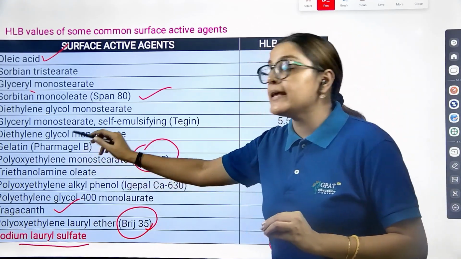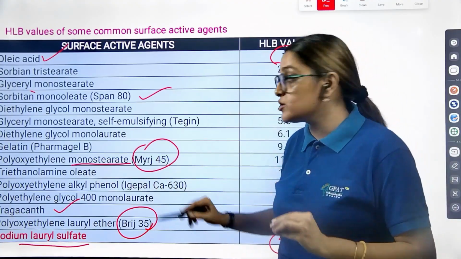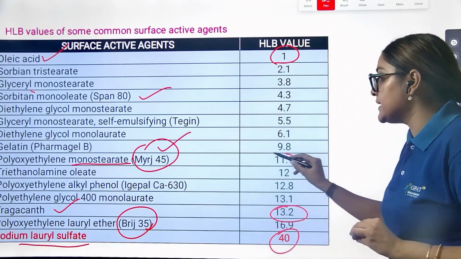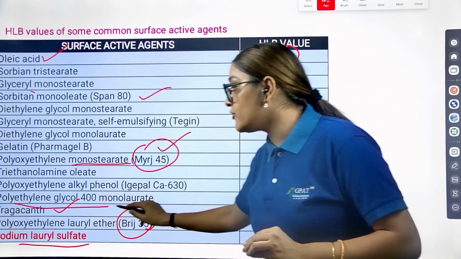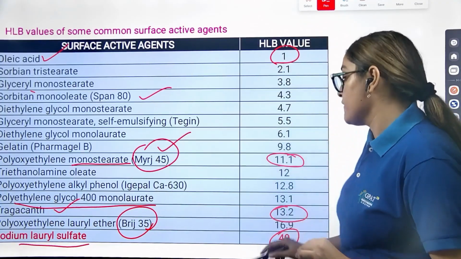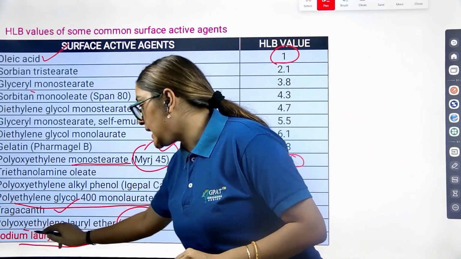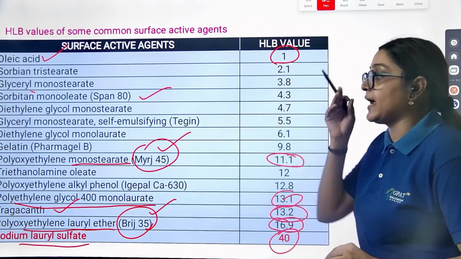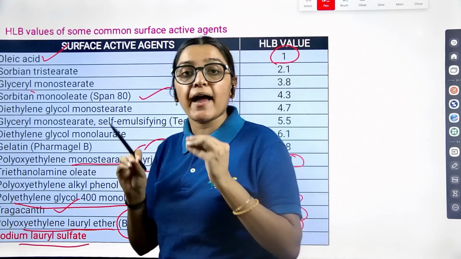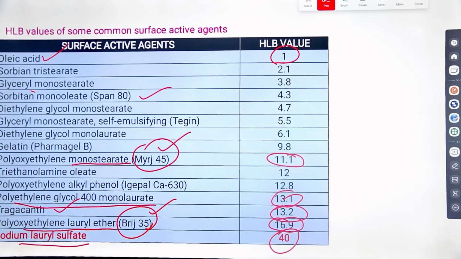For example, polyoxyethylene monostearate, Brij 45, is around 11.1, right? For polyethylene glycol 400 monolaurate, we have around 13.1. For polyoxyethylene lauryl ether, which is Brij 35, we have around 16.9. So at least the ones which I have marked with red must be 100% important for you all to remember.